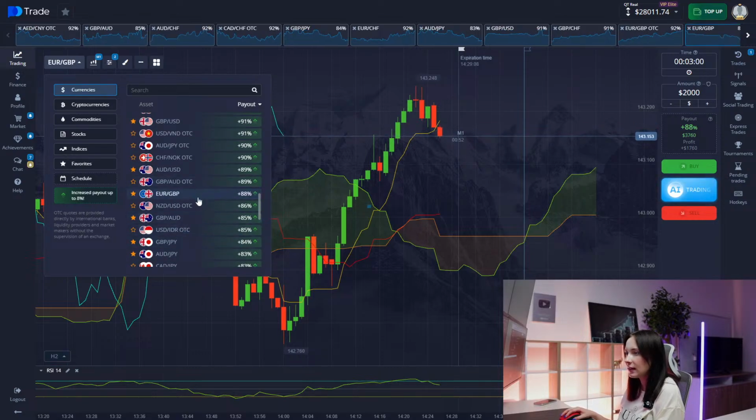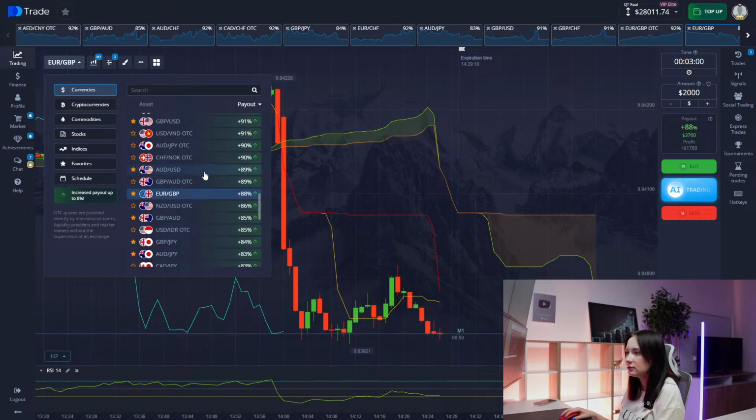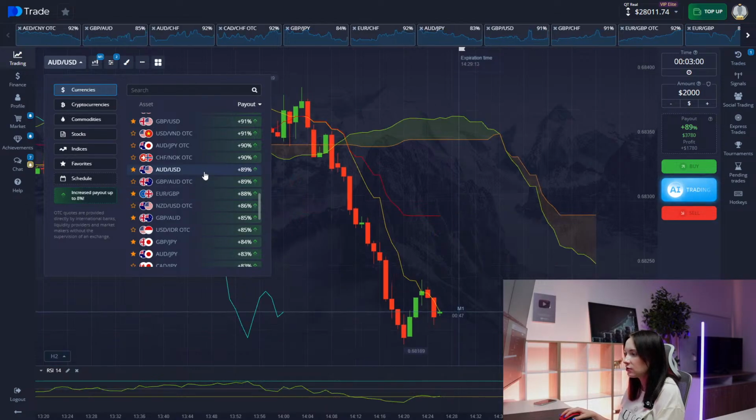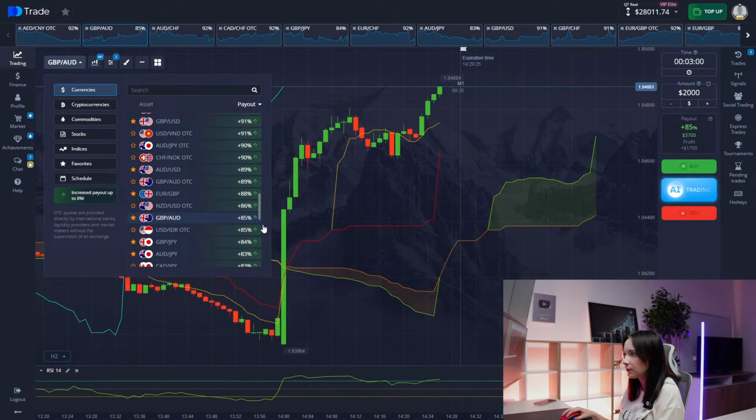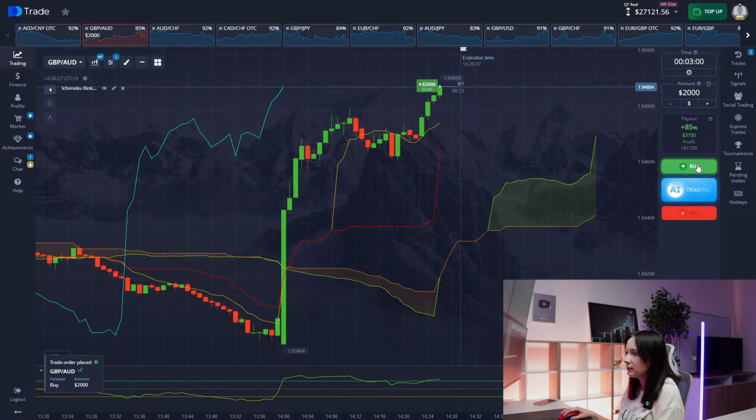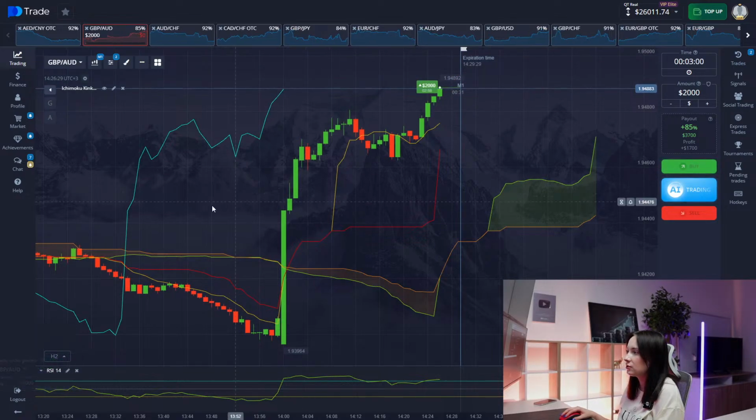So let's analyze the other currency pairs. The Australian dollar is the one that still continues to develop in a downward position. Okay, I will open a buy position here.